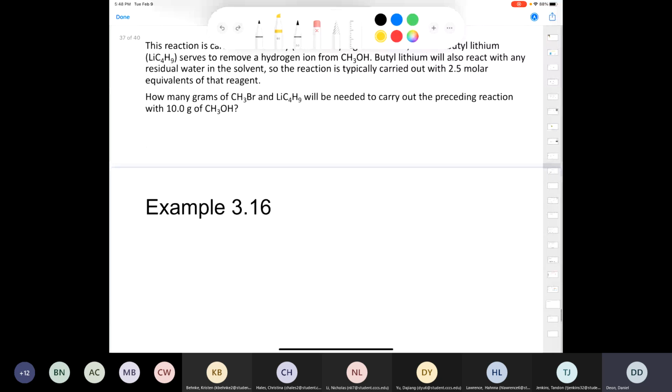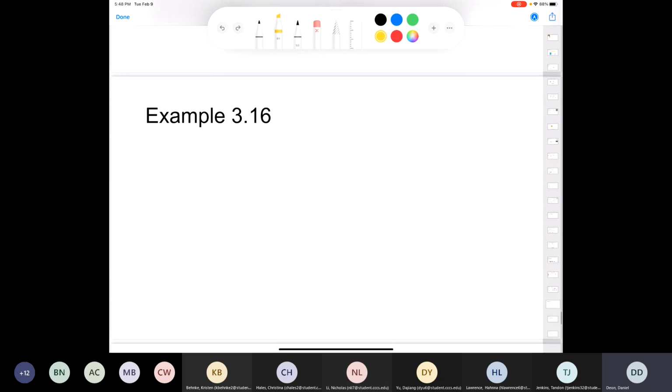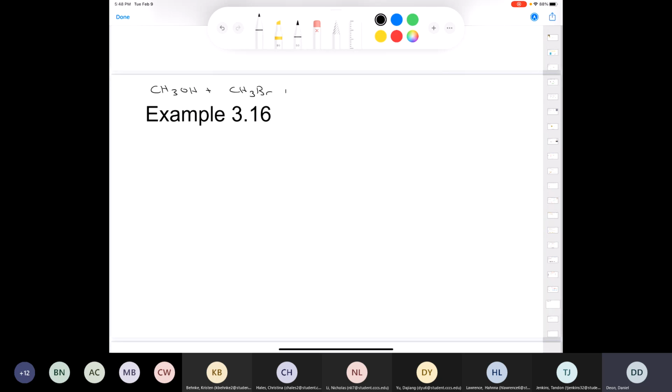So let's start by writing out our equation. I'm going to rewrite it up here. I've got my methanol, CH3OH, plus my methyl bromide, plus my butyllithium, which produces my dimethyl ether, plus lithium bromide, plus butane. So this is C4H10. That's called butane, the same butane found in a butane lighter.